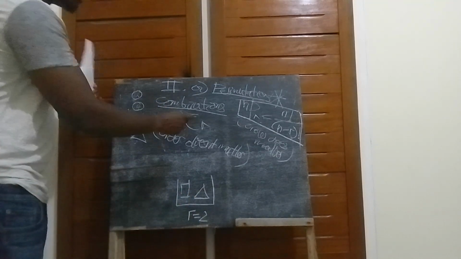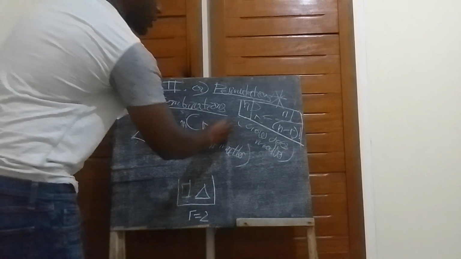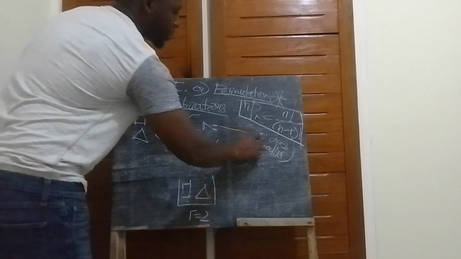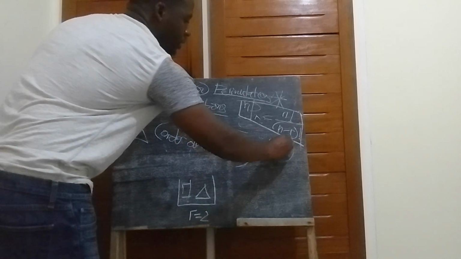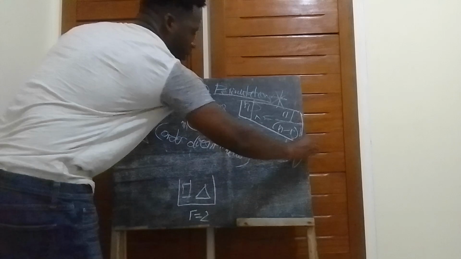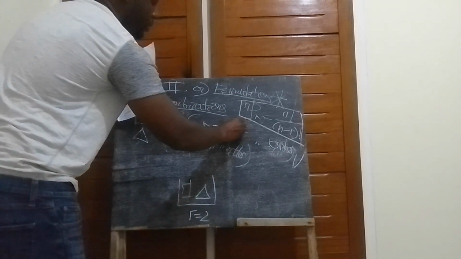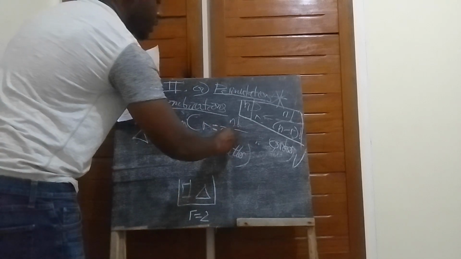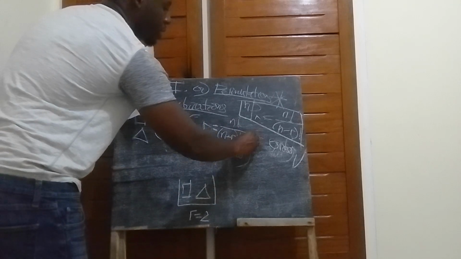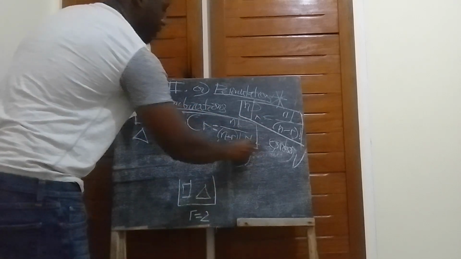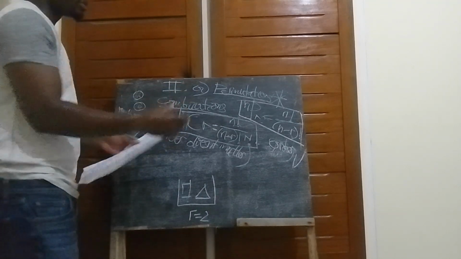And combinations, you want to use just the following equation. It goes like this. It's actually the exact same equation, but you want to divide it by r factorial. It's going to be like n minus r factorial, and it's going to be times r factorial.